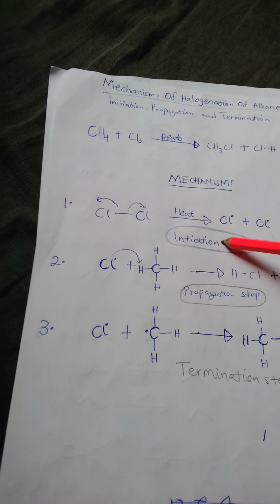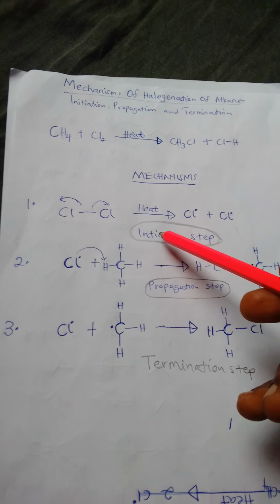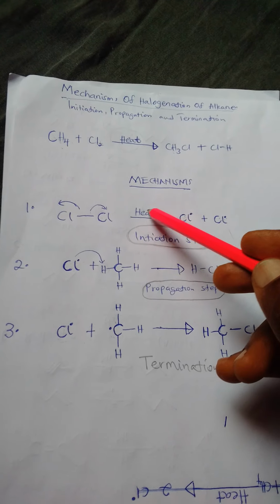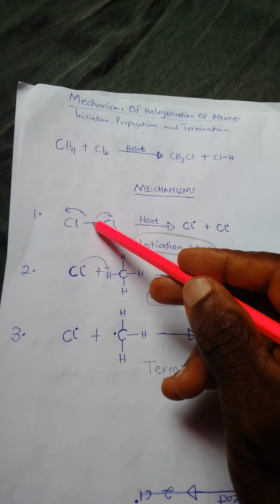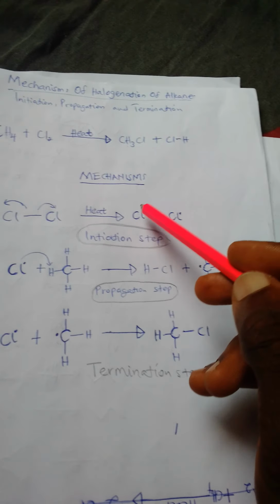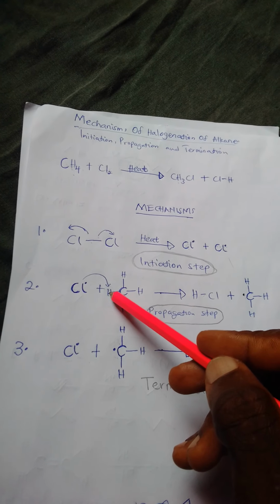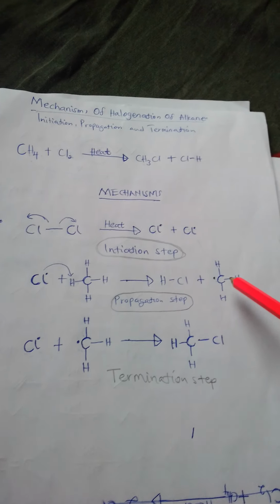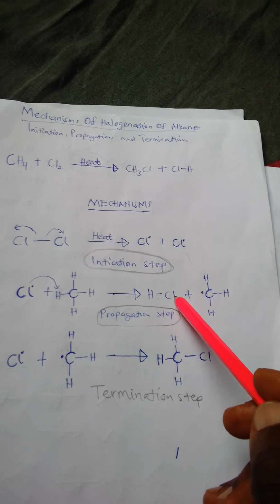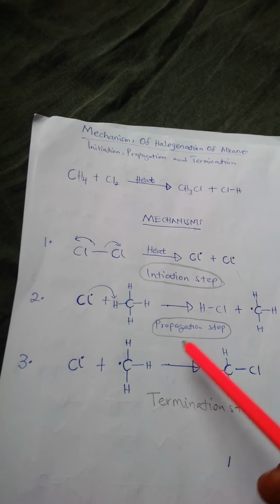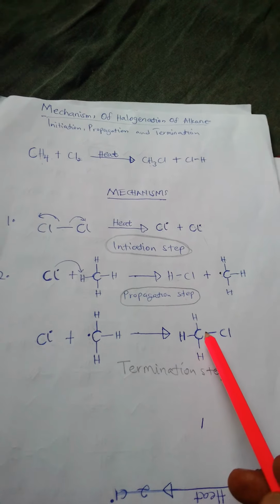So basically you have 3 steps involved in the mechanism of halogenation of alkanes. The first one is the initiation step, whereby the heat applied, which can be heat or sometimes even sunlight, splits the chlorines into 2 and leaves them in their radical state. The next step is that one of the radicals will come and abstract one of the hydrogens of the methane to leave the methane in its radical state and use the hydrogen to form HCl. That is the propagation step.